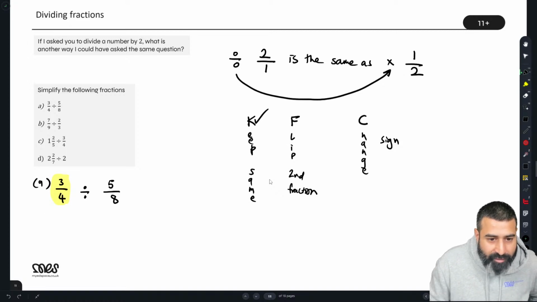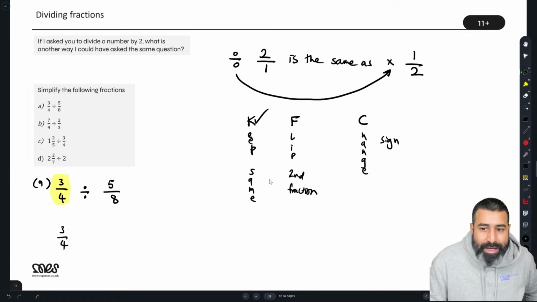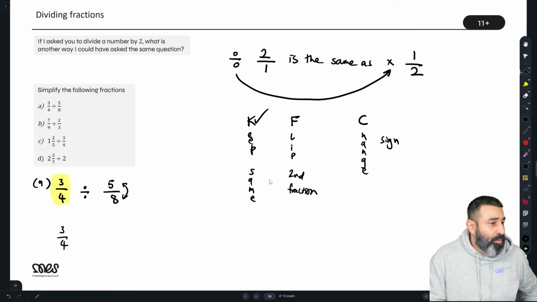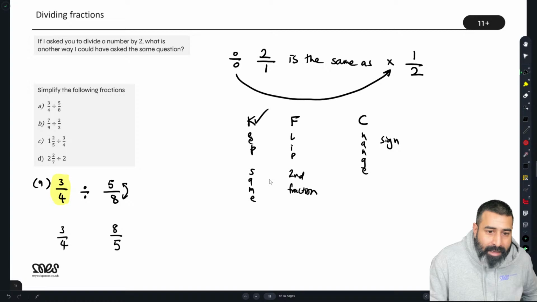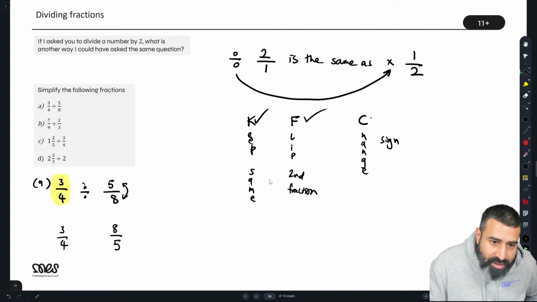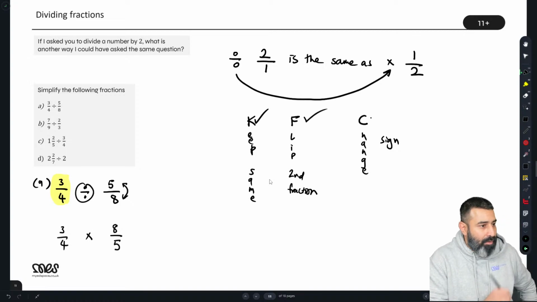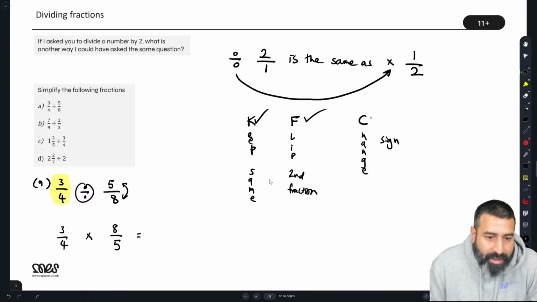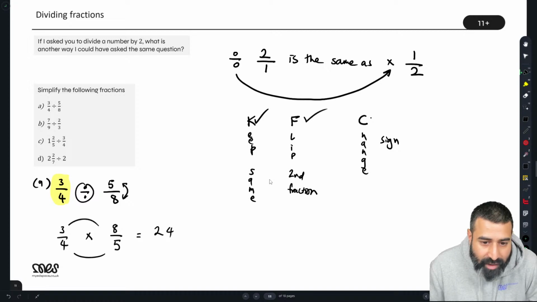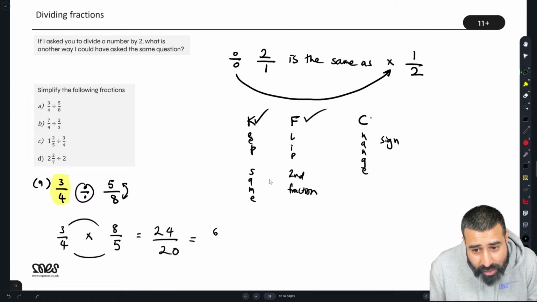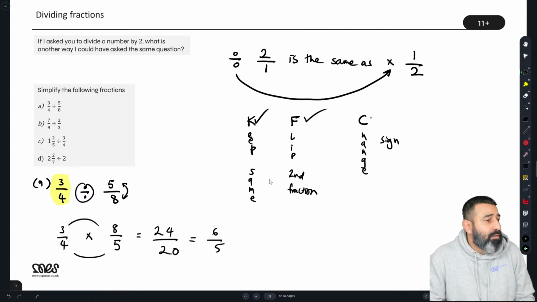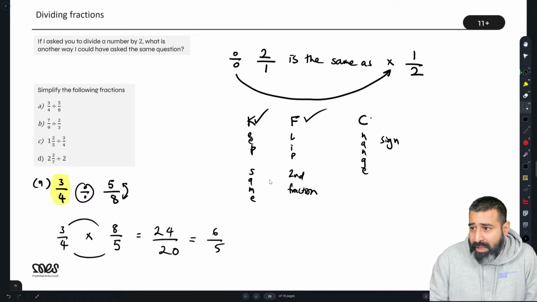So that becomes 3 over 4. We'll leave it as it is. We're going to flip this one, okay? We're going to flip it. So the 8 is going to be where the 5 is, okay? So that becomes 8 over 5. Done. And then we have to change the sign. So this becomes multiply now, okay? All right, so now we're in business. Now we're just multiplying fractions. So 3 times 8 is 24. 4 times 5 is 20. So this is 24 over 20, which becomes 6 over 5. Nice. Sorted.